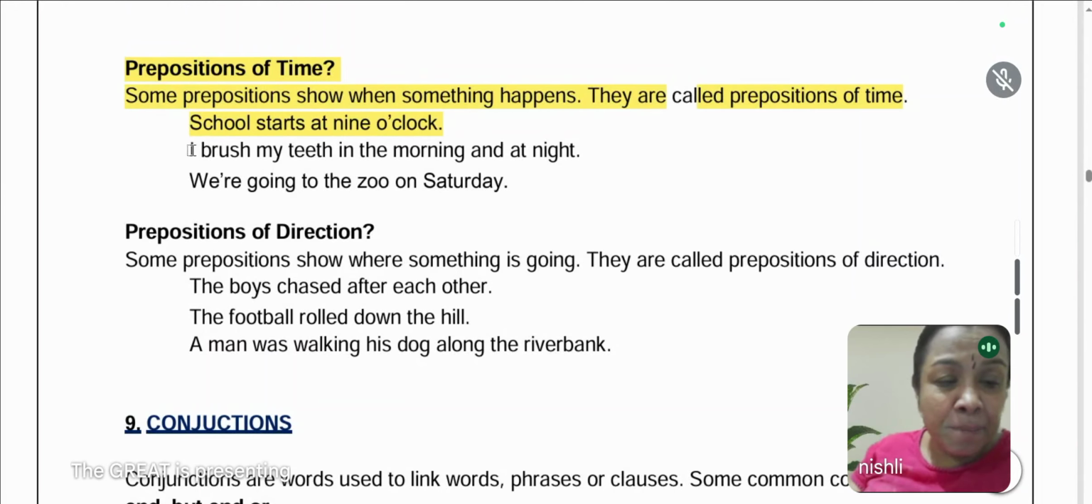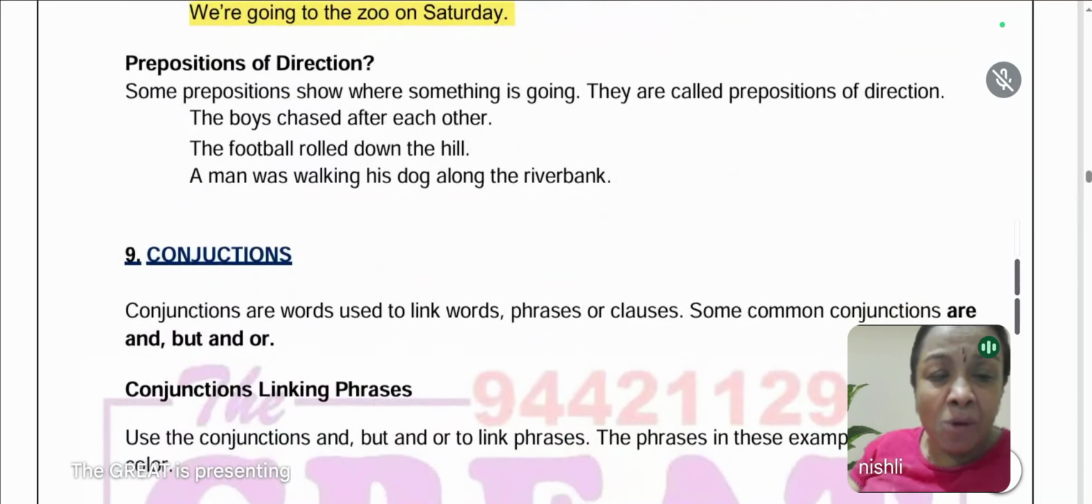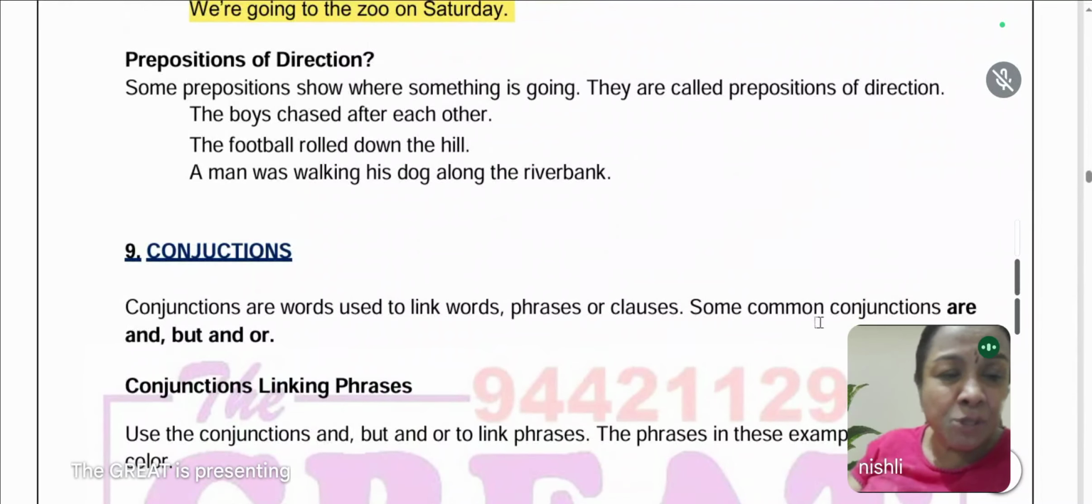I brush my teeth in the morning and at night. Night again refers to the time. We are going to the zoo on Saturday. So on is used again. On Saturday: on is the preposition here.